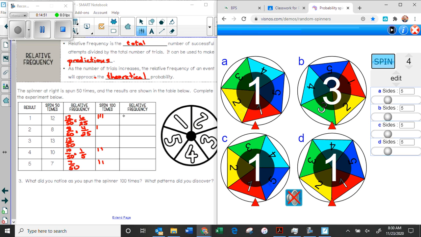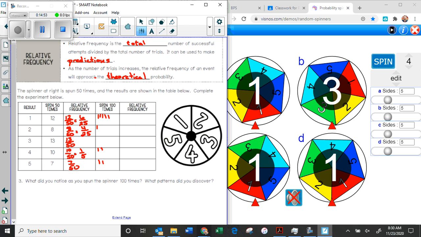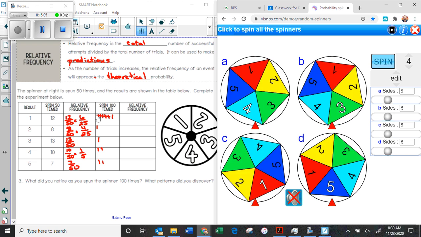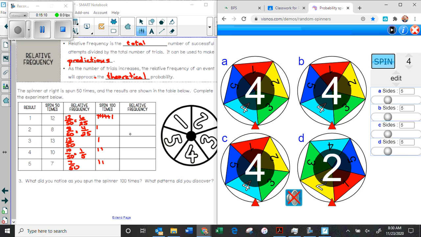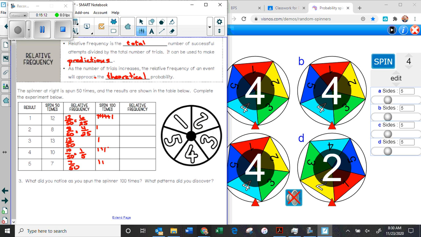So 3 1s. 1, 2, 3, and a 3. Cross these off to keep track of this. So 1, 2, 3, 4, 5. There's 5. All right. 3 fours. 1, 2, 3. And a 2.